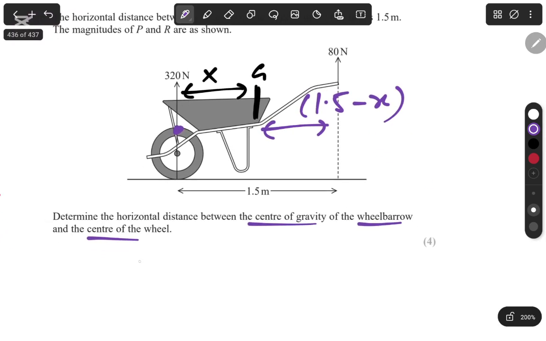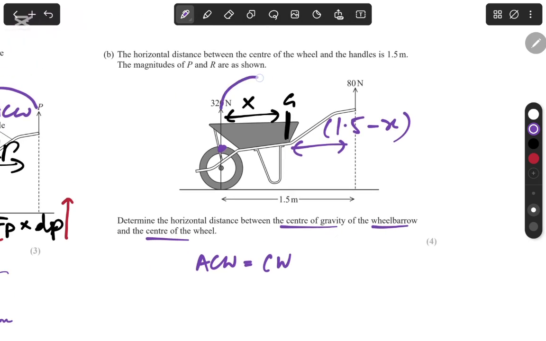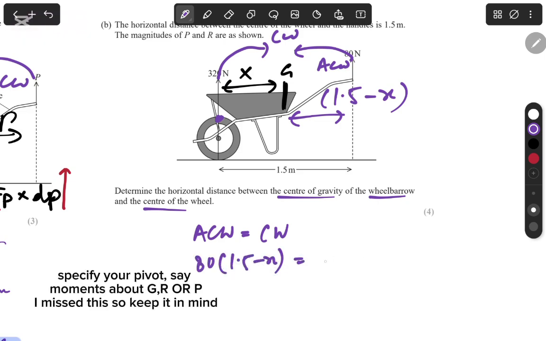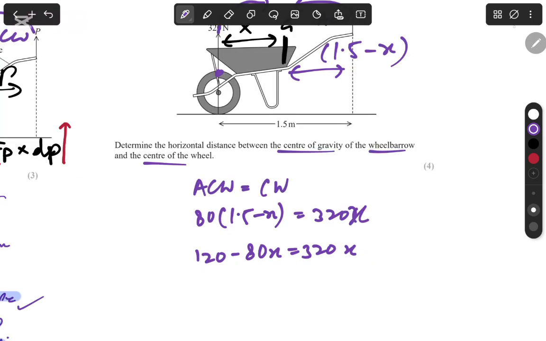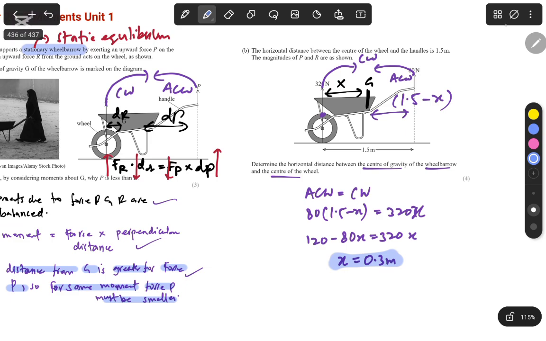We can say then anti-clockwise moment is equal to clockwise moment. So there's going to be this moment, which is anti-clockwise, and this will be clockwise. Then you can say 80 times (1.5 minus x) is equal to 320x. So you're going to solve that out for x. So here's the value of x: it's going to be 0.3 meters. So that's the answer to this question.